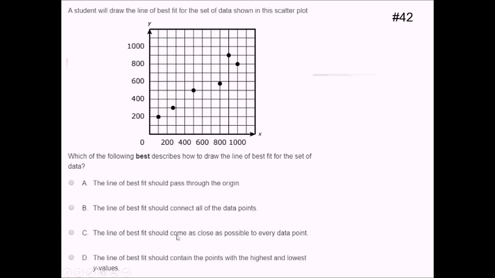That is exactly what a line of best fit does. Line of best fit should contain the points with the highest and lowest y values. Again, we're not specifying which points it has to go through. It just has to come as close as possible to all of them. So choice C then is the definition of a line of best fit.